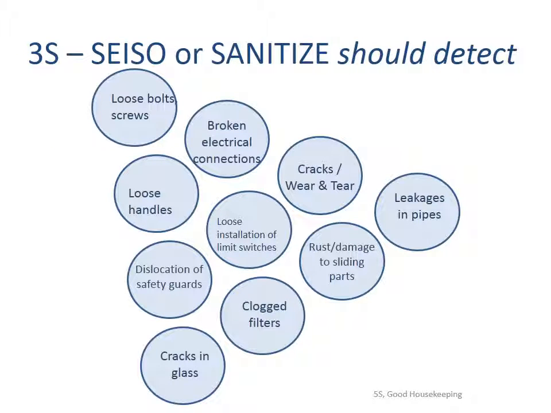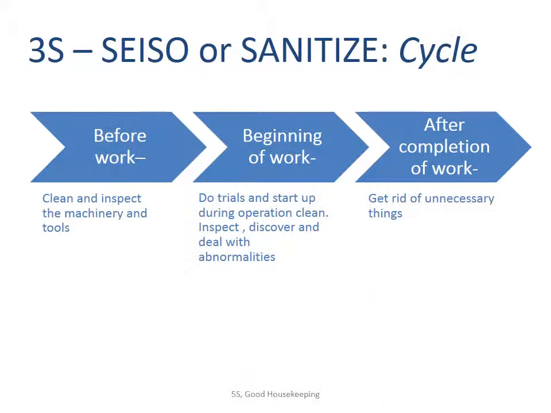Look at some of the defects or the problems which you can detect during the process of cleaning: loose bolts and screws, broken electrical connections, loose wires, cracks, wear and tear, leakage of pipes, loose handles or broken handles, loose limit switch not working because it is not activated, rust, damage to sliding parts, clogged filters, dislocation of safety wires, and maybe cracks in the glass, and so many things can be detected and exposed, and the problems get resolved when the problems get exposed.